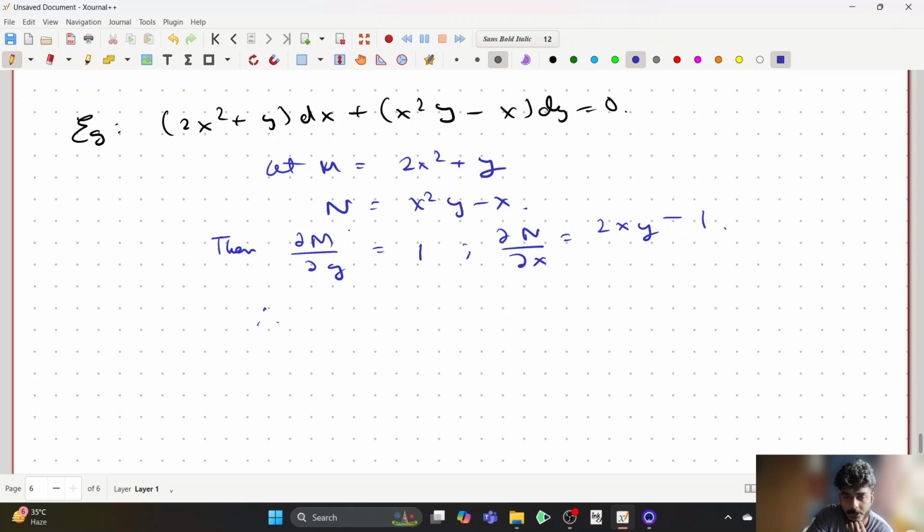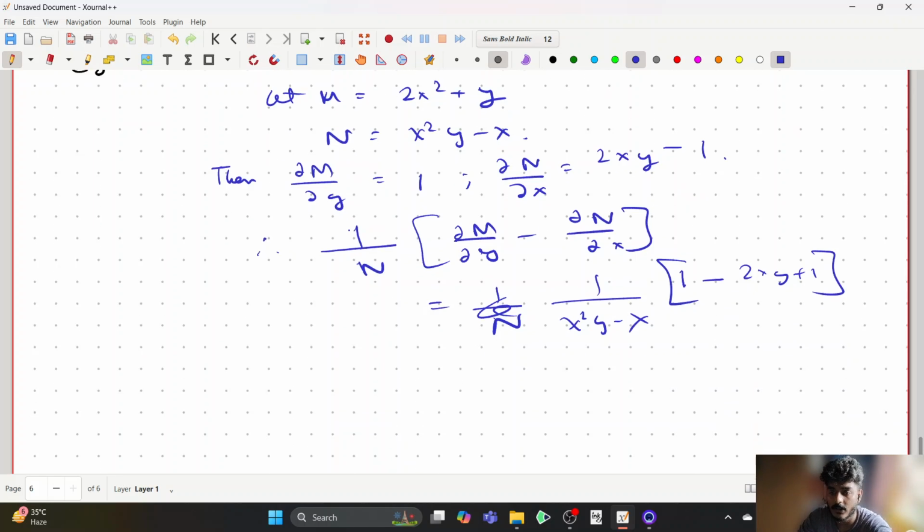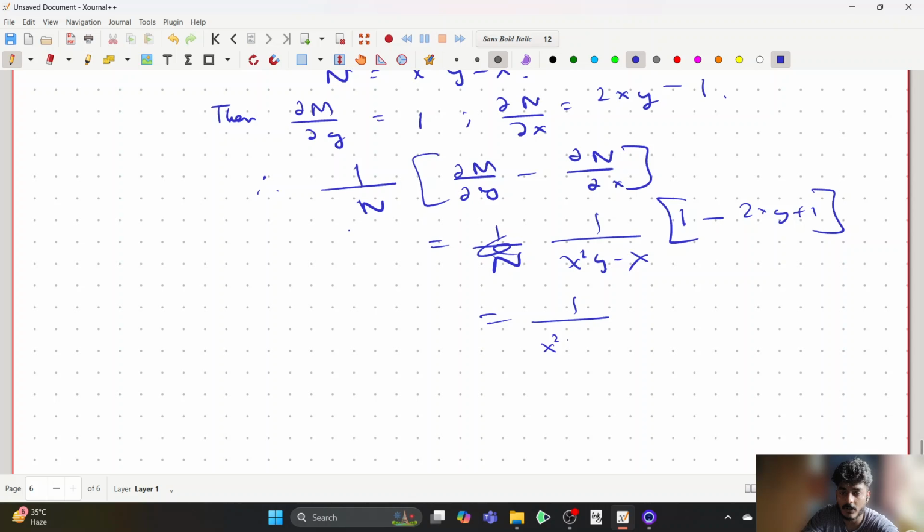okay, so what should be the integrating factor to talk about here? What if I take 1 upon N and I take ∂M/∂y minus ∂N/∂x. So this is 1 upon x²y − x, and above, what do we have? ∂M/∂y minus ∂N/∂x, so 1 − (2xy − 1). Right? So this is basically 1 upon x²y − x.